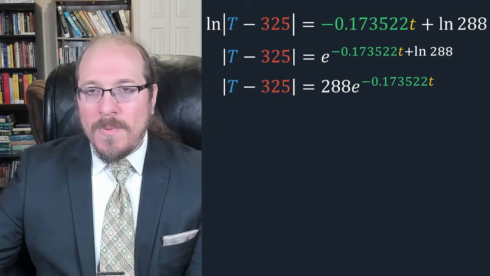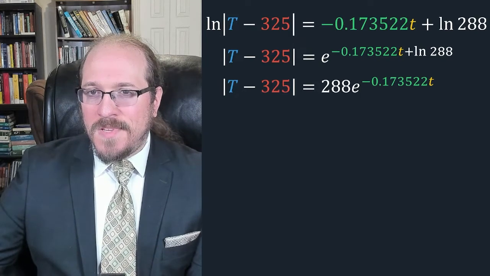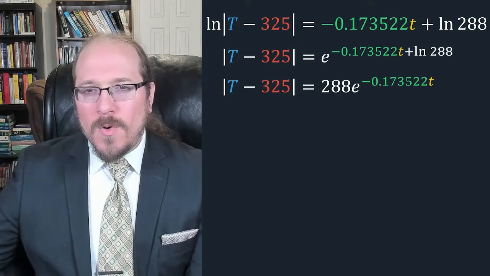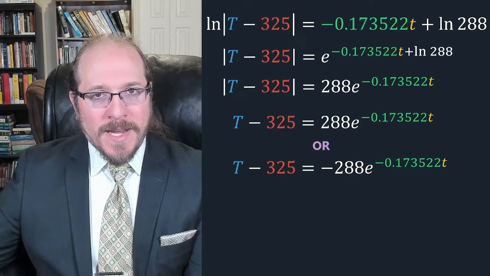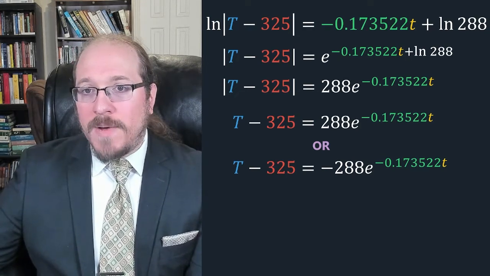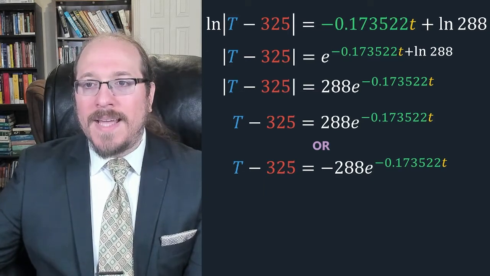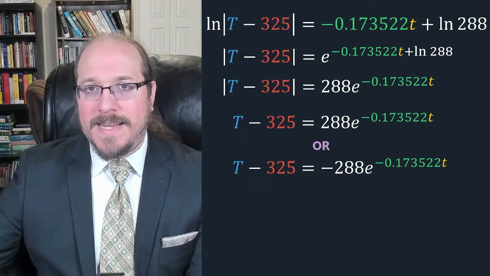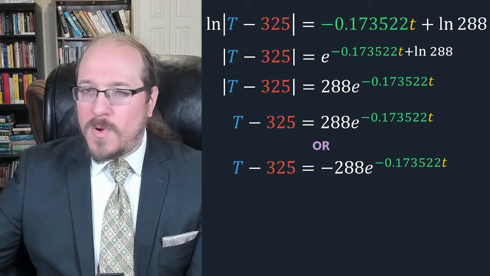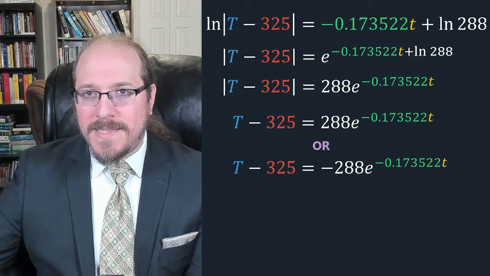Now, how do we get rid of that absolute value? Well, remember we just talked about absolute values a few minutes ago? We could split that absolute value equation up. Temperature minus 325 could be 288 times e to the k times time, or it could be negative 288 times e to the k times time. So there are two possibilities. Or are there? Actually, only one of these possibilities makes sense.